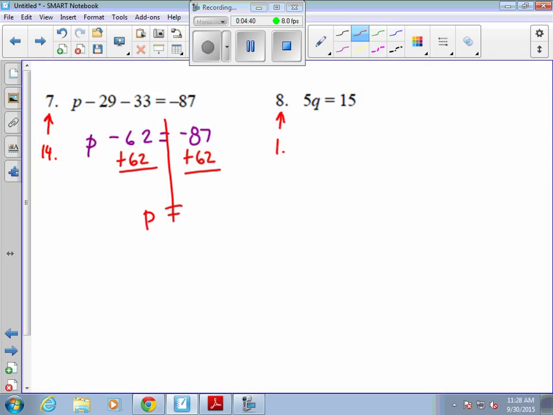7 minus 2 is 5. 8 minus 6 is 2. And since 87 is a higher absolute value, it's negative. It's going to be negative 25.